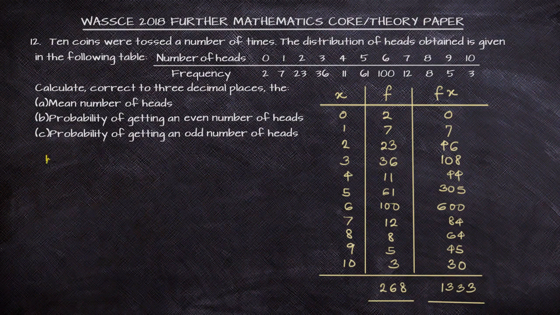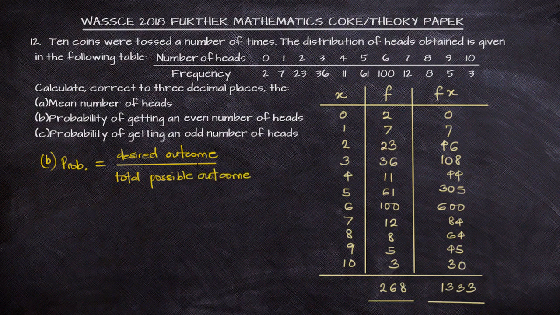So here, if you want to find the probability of getting an even number of heads, now, what is the definition of probability? Generally, probability we can define as the number of our desired outcomes divided by the number of the total possible outcomes.